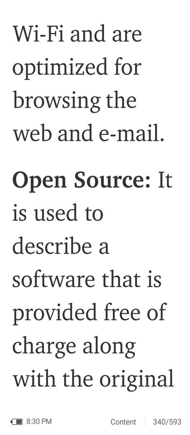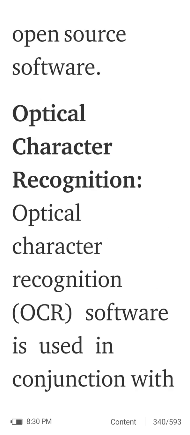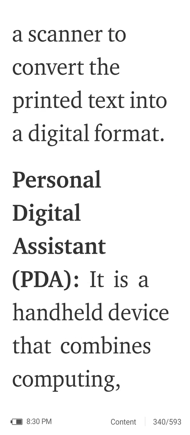It is used to describe software that is provided free of charge along with the original source code used to create it, so that anyone can modify, improve and work in ways that reflect their own preferences. Moodle is a typical example of open source software. Then optical character recognition. Optical character recognition, or OCR, software is used in conjunction with a scanner to convert printed text into a digital format.